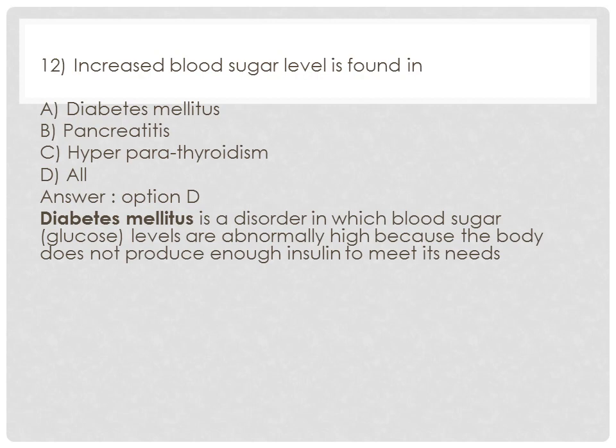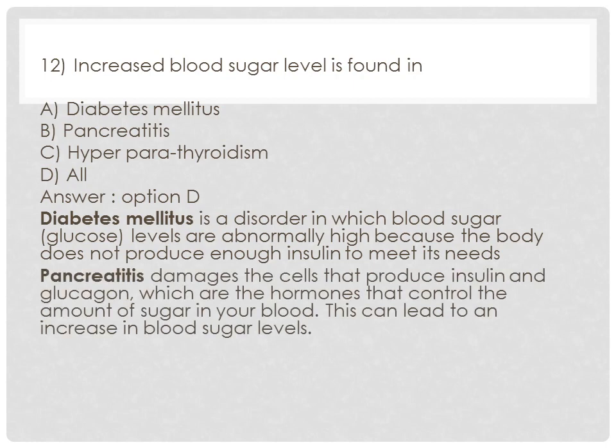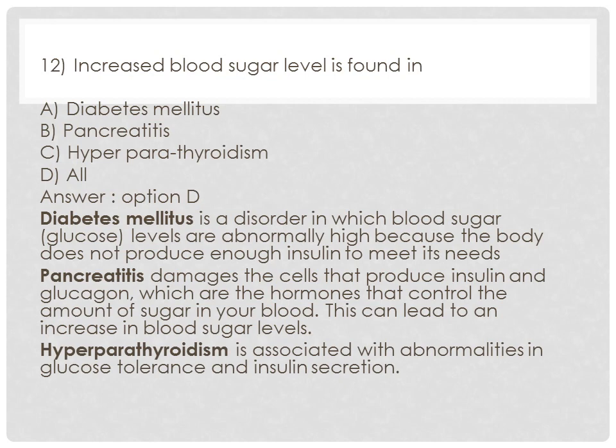We will see why. First, diabetes mellitus. It is a disorder in which blood sugar levels are abnormally high because the body does not produce enough insulin to meet its needs. Next is pancreatitis. In pancreatitis, the cells that produce insulin and glucagon are damaged. So these are the hormones that control the amount of sugar in the blood. So this leads to an increase in the blood sugar levels. Hyperparathyroidism is associated with abnormalities in glucose tolerance and insulin secretion. So in these three cases, an increased blood sugar level will occur.